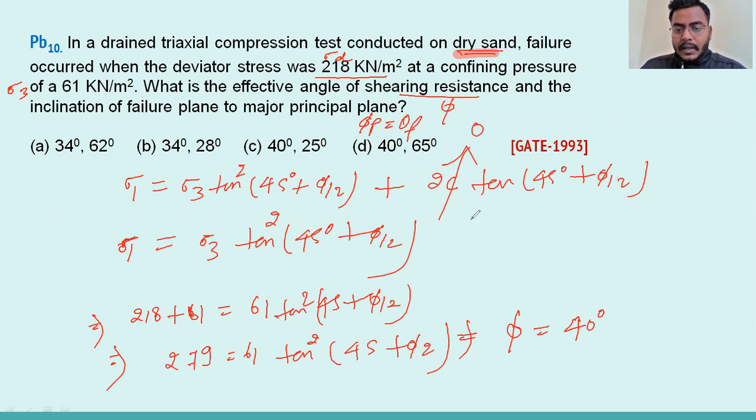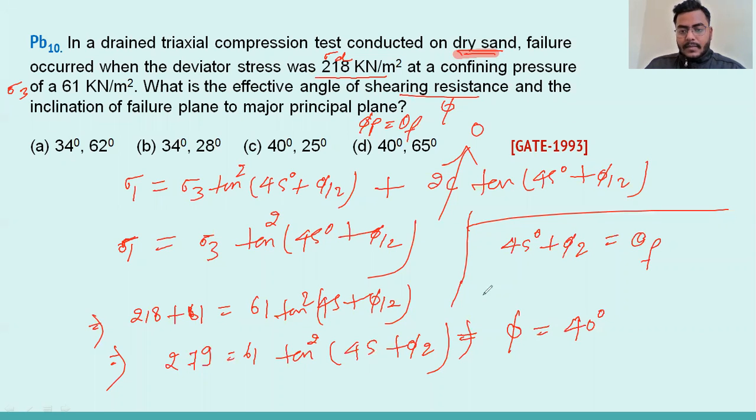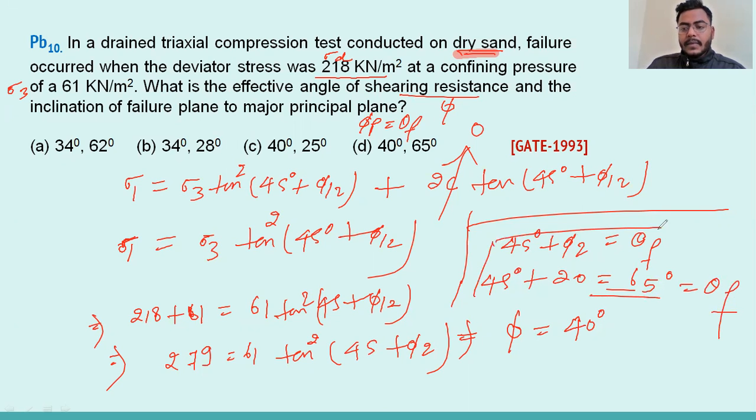You get 40 degree. So now there is a relation between inclination of failure plane with the major principal plane and the angle of internal friction, that is 45 degree plus φ/2 is equal to θF. So 45 plus 40 by 2 means 20 degree, so it will come 65 degree, θF. So check the option, 65 and 40, option D is correct.